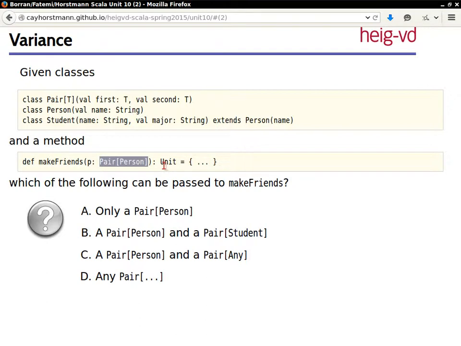So P, the parameter, has to be a pair of person. Or does it? Can you pass it only a pair of person? Or could you also pass it a pair of student? Because after all, a student is a person, so a pair of students, surely a pair of people. Can you pass it a pair of any? Or could you pass it pairs with other stuff in it, like pair of laptop? What do you think?